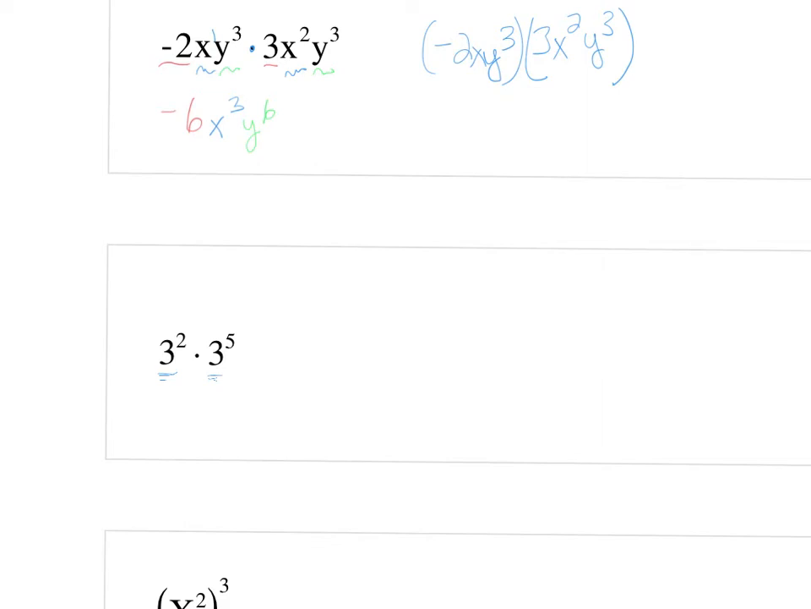So what we would really have here is 3 to the second, 3 times 3, and 3 to the fifth, 3 times 3 times 3 times 3 times 3. And if we simplify that, that would be 3 to the seventh.